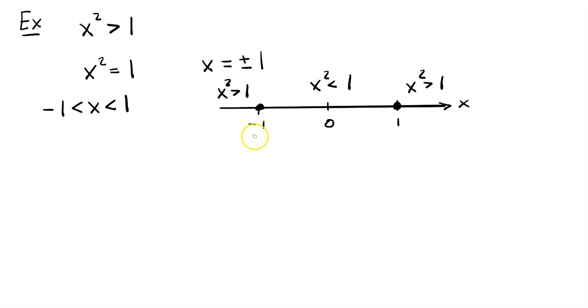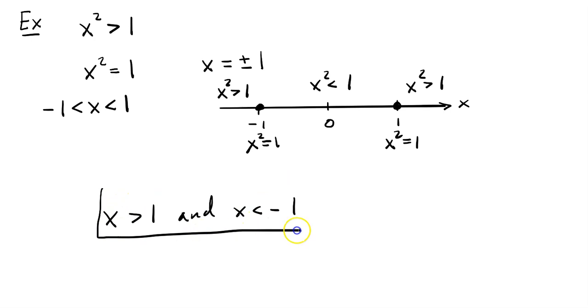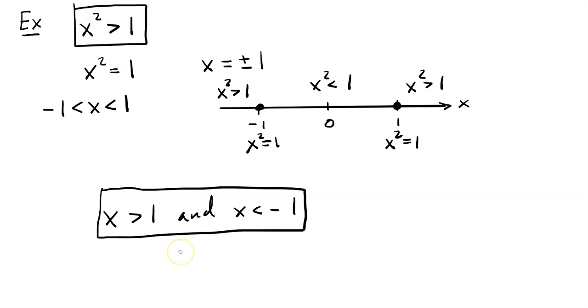So we have it like this, and here in the limit we have x squared equal to 1. So the solutions are, where is x squared larger than 1? Therefore, all x larger than 1 and all x less than minus 1. So the solution to this inequality in this case is given by that.